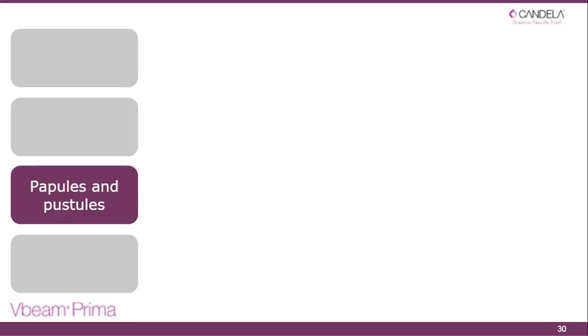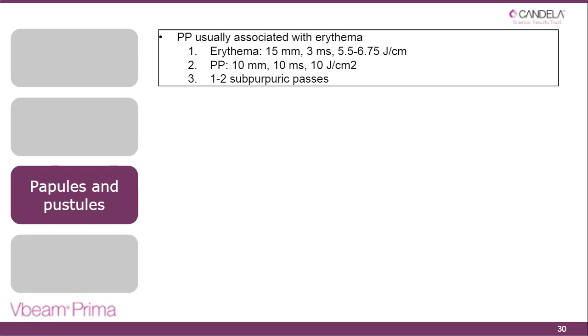When papulopustular rosacea is concerned, usually you find papulopustular rosacea surrounded by erythema. It's very rare to find just pure papules or pustules without any erythema around them. So I first treat the erythema with the parameters I told before, and then I make a second pass over the papules and pustules with the 10-10-10 parameters: 10 millimeters, 10 milliseconds, and 10 joules per square centimeter, not creating purpura and enhancing the anti-inflammatory effect of the PDL.